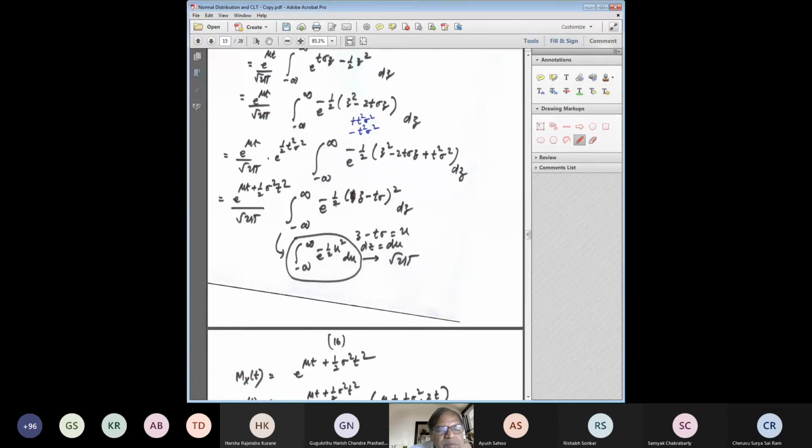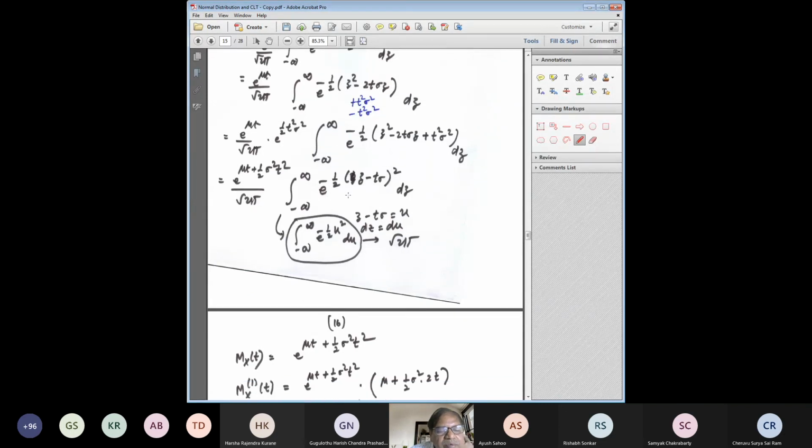So this becomes (z minus t sigma) whole square, and outside, e to the power mu t plus half sigma t square. So again, this integral you have to simplify. Let z minus t sigma be u, so dz will become du.